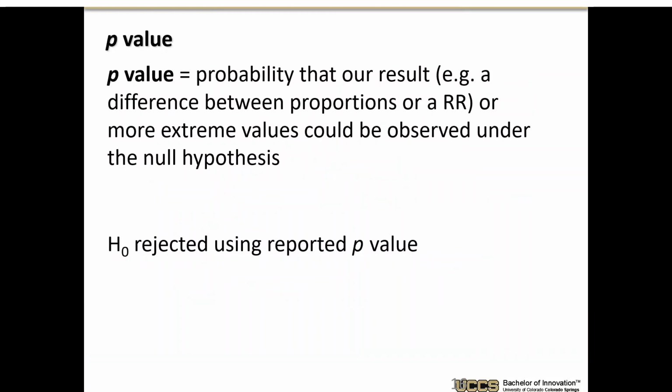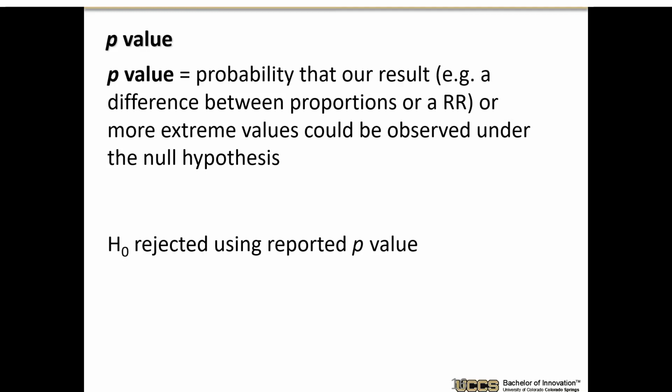When we talk about statistics, we will talk about something called the p-value, which will show up a lot. The p-value is the probability that our result, for example a difference between proportions or some ratio we're going to look at, or more extreme values could be observed under the null hypothesis. So if I ran this experiment with random noise 100 times, the p-value should approximate how often I would reject the null hypothesis, given just the random variations.